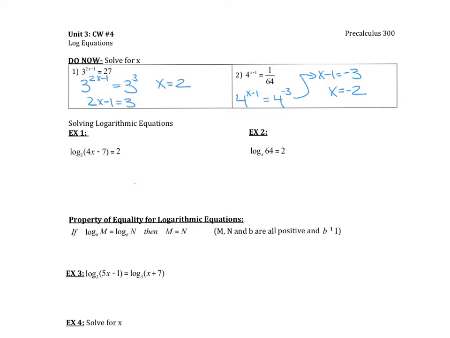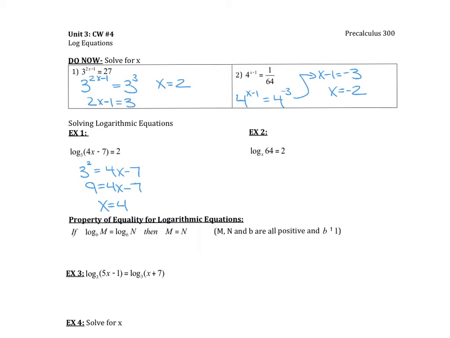Moving on to the logarithmic equations, the first example, we have log base 3 of 4x minus 7 equals 2. We are first going to convert this equation from logarithmic form to exponential form, which would be 3 squared equals 4x minus 7. 3 squared is 9. And again, it's a basic algebraic equation that we are solving for x, which is 4.